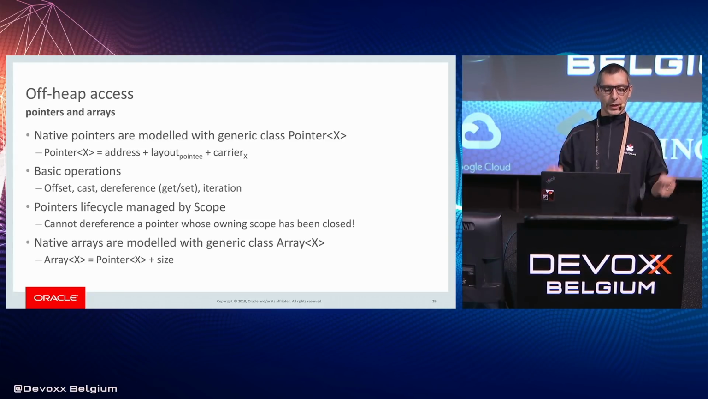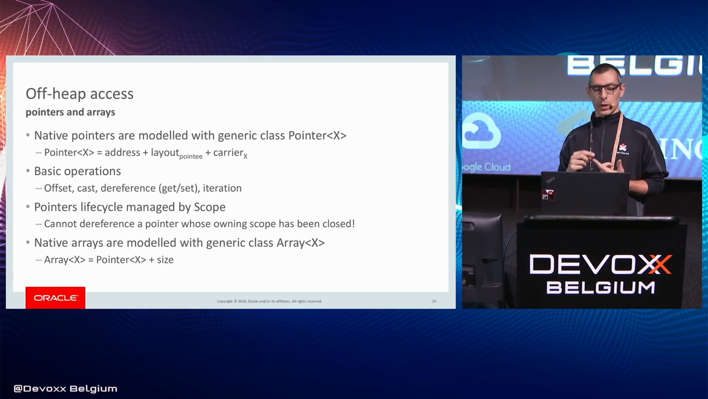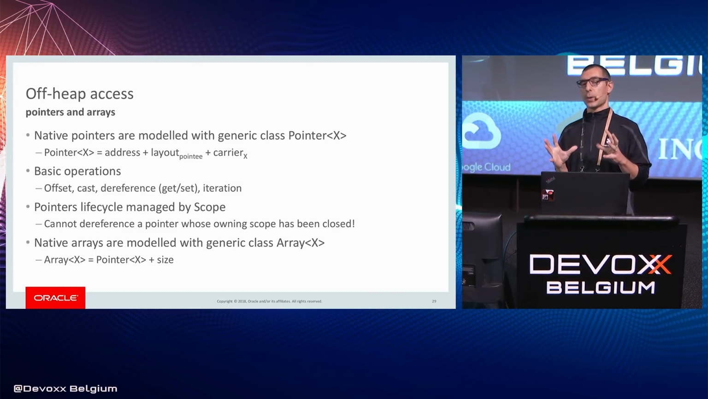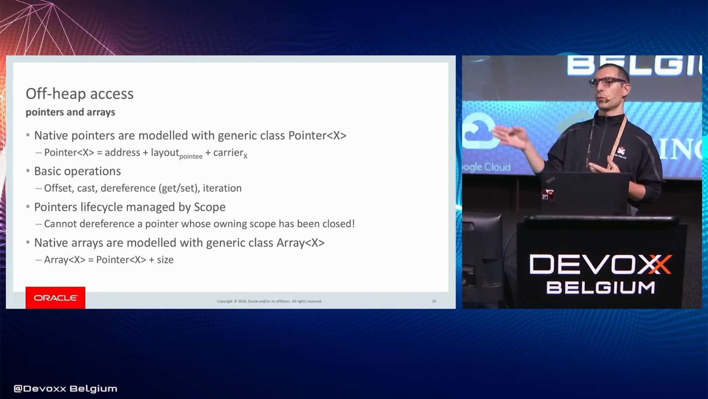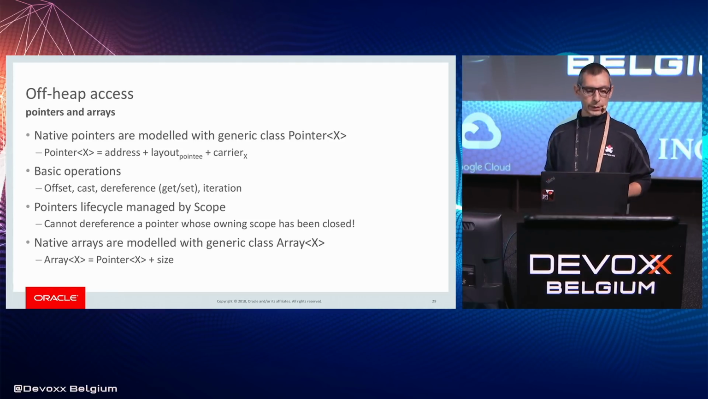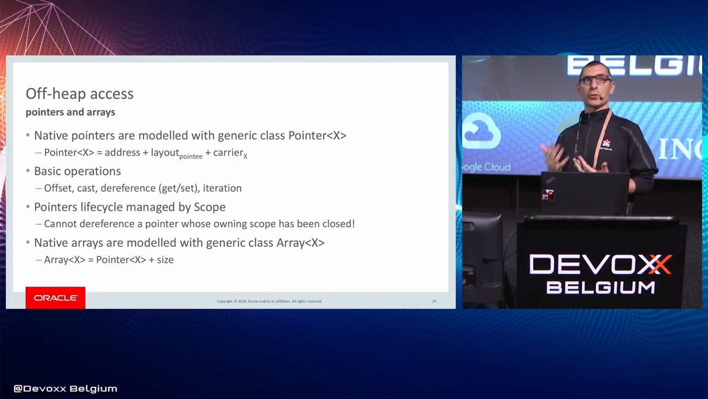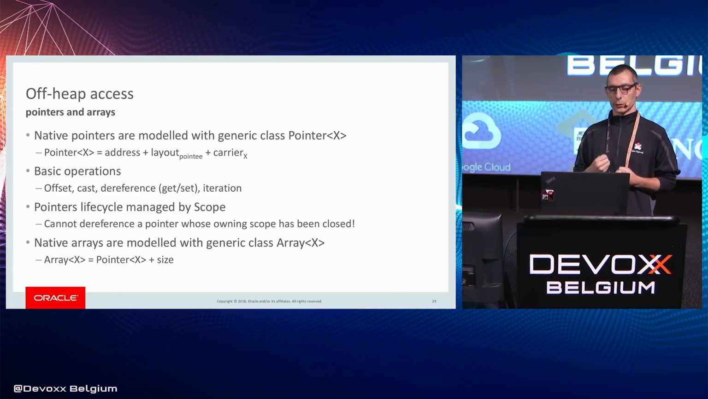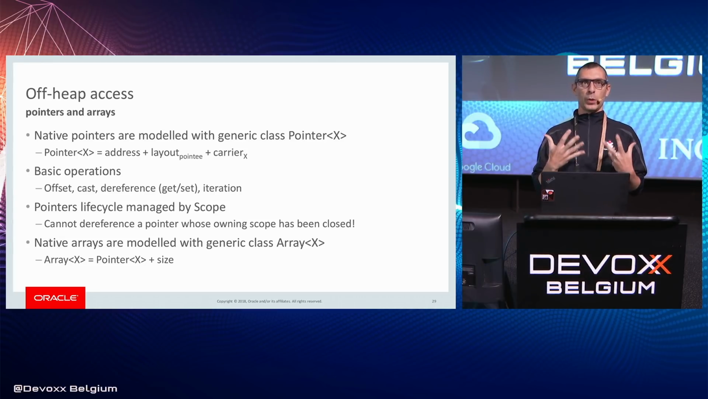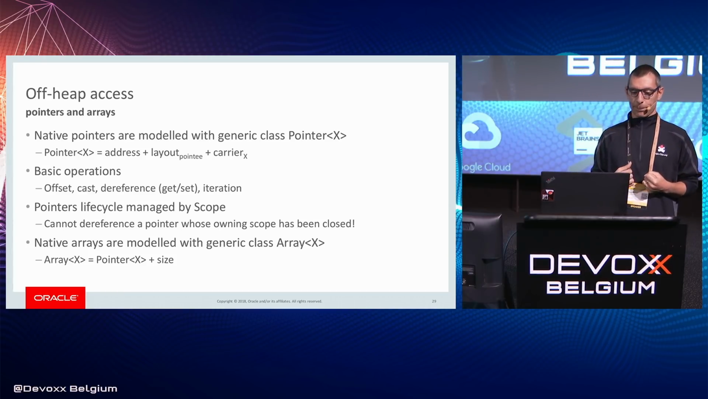This pointer interface is generic, so Pointer of X, and it really encodes three different pieces of information. It has an address, which is basically where the pointer is pointing to. It has a layout, which is an API that in Panama allows us to describe the shape of the memory that we are pointing into, so whether we are pointing into 64 bits or an array or a struct. And it has a Java carrier. Why do we need a Java carrier? Because whenever we need to do a dereference operation, when we need to get bits out of the pointer or put things into the memory region pointed to by the pointer, we need to tell which Java type we want to use. So there's always a Java carrier associated with pointers.